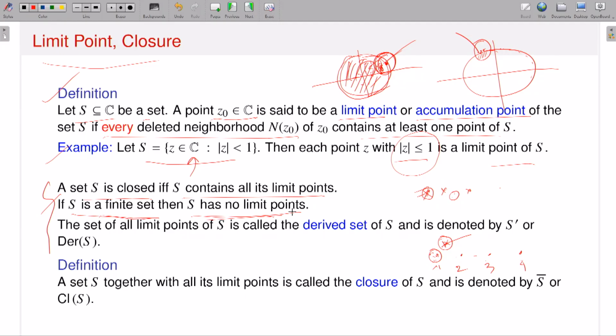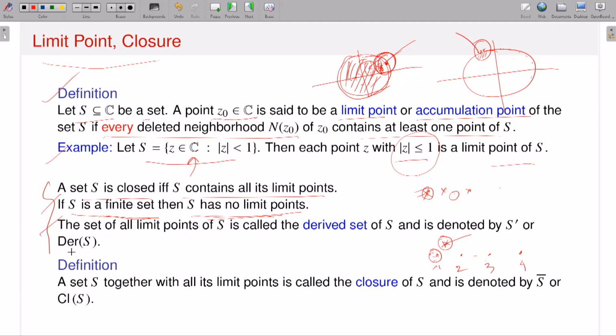But this is closed. Why? Since there are no limit points, it is trivially true that the set contains all its limit points. A set is closed if and only if S contains all its limit points. Now if S has no limit points, I can say that a finite set is a closed set.